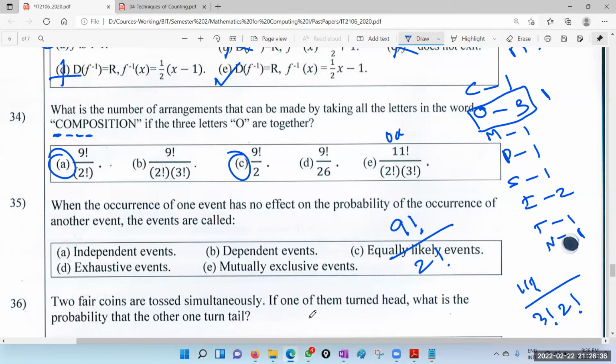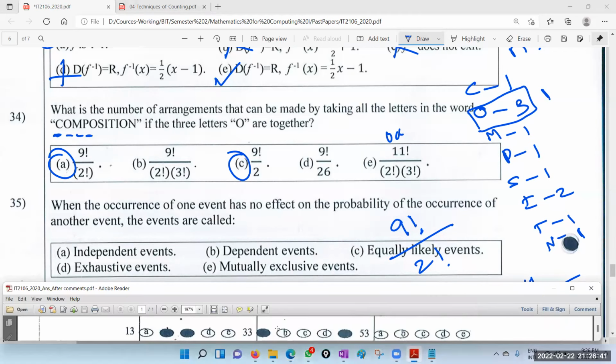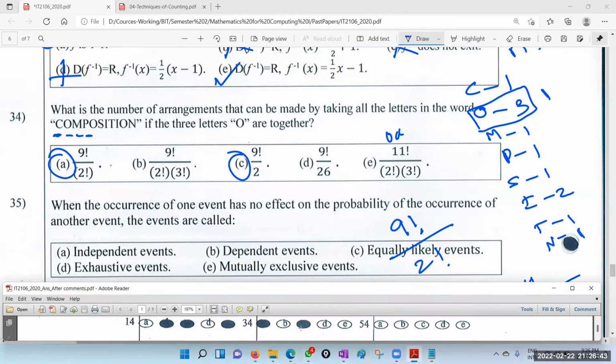Let's look at the answer first, okay? 34. Yes, A and C. Now look at the logic, okay?